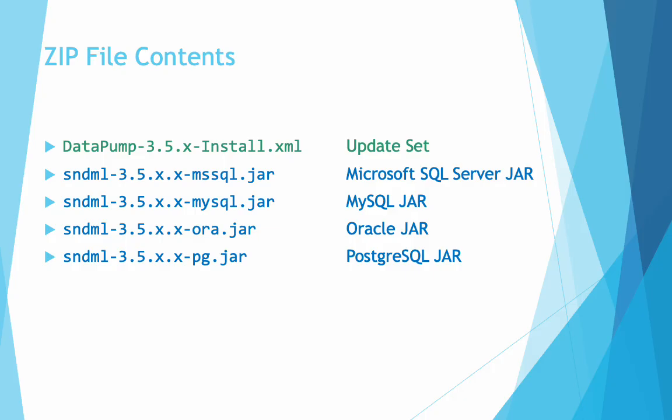When we unpack that zip file, we will find an update set shown here in green, which we will use to install the DataPump app. We will also find a set of jar files. You will select the appropriate jar file based on the type of database you have.